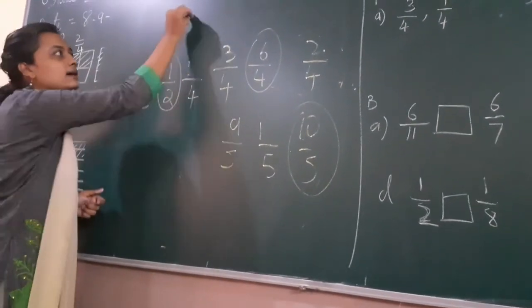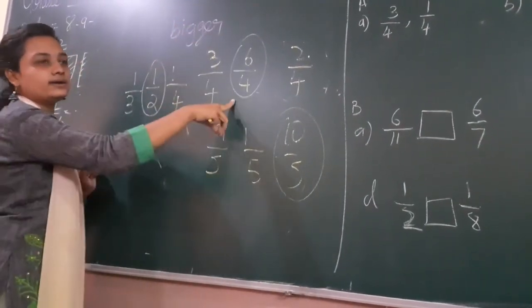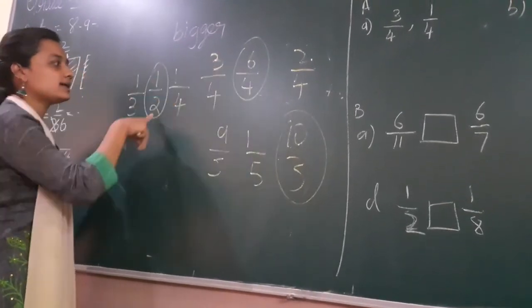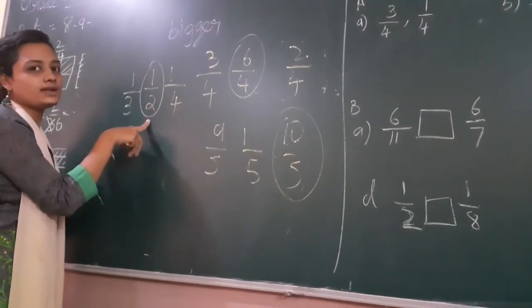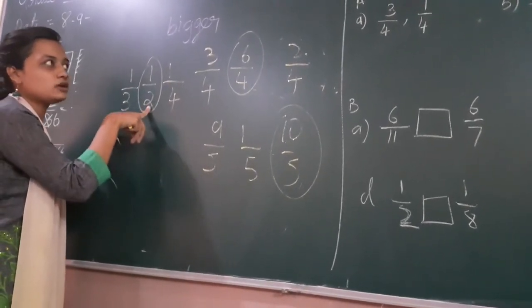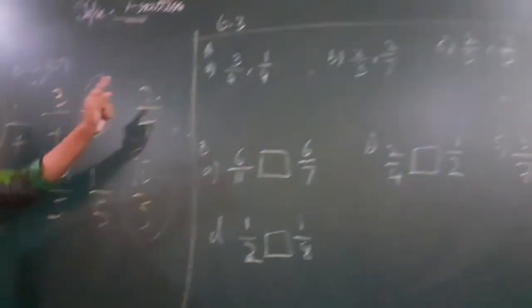Okay, I am circling the bigger. Which is bigger, I am circling that. Here I circled 6 by 4 because numerator 6 is more. Here I circled 1 by 2 because I should see the denominator now. When I have different denominators, the smallest denominator will be the bigger number. You understood this, children? Now we will go for the main.